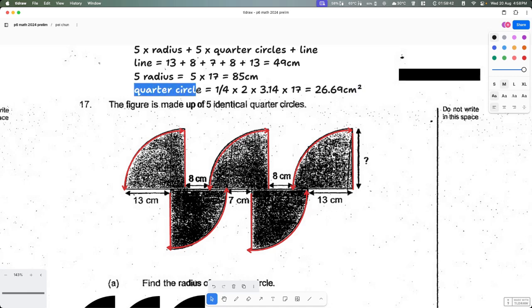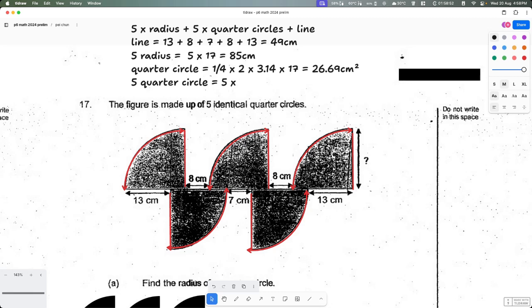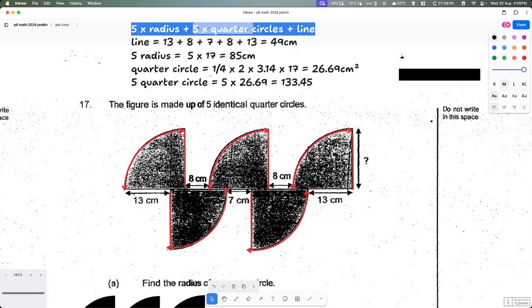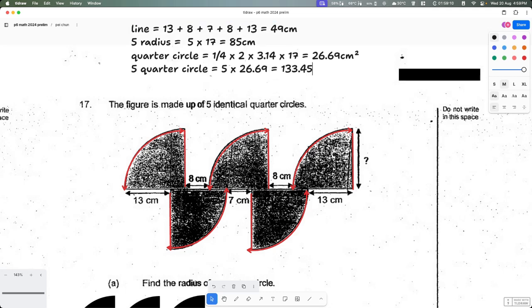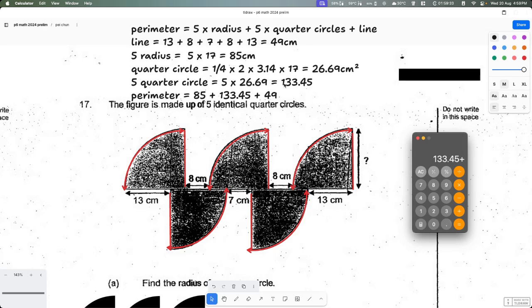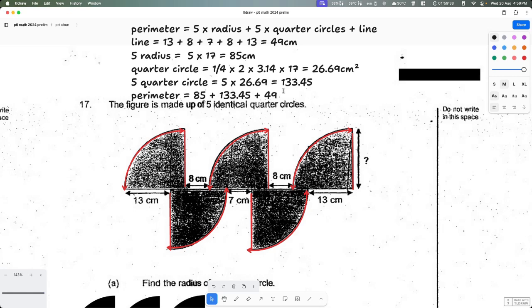So 5 quarter circles is equal to 5 times 26.69. Let's see, multiply by 5, 133.45. Okay, so then the perimeter, this whole thing over here, is equal to 5 radius plus 5 quarter circles plus the line. So the perimeter is equal to 5 radius, which is 85, plus 5 quarter circles, which is 133.45, plus the line, which is 49. Okay, let's calculate. So 133.45 plus 85 plus 49 is 267.45 centimeters. There you go. So that's the answer.